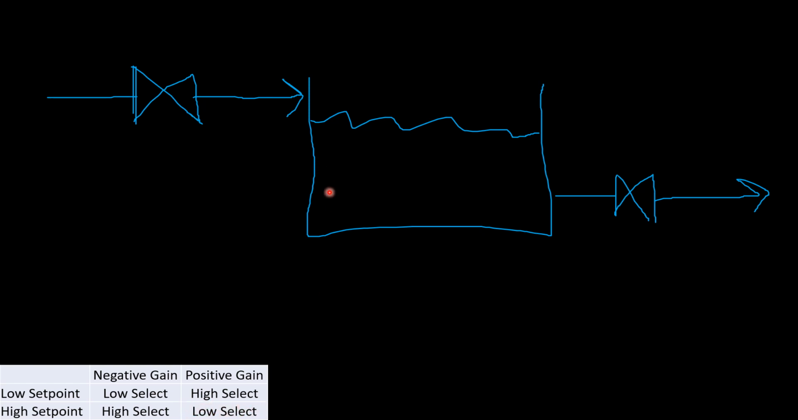So now let's suppose this controller has a low level override controller. So you have a low level set point, and the level goes below that set point, let's say like down here. You'd want to start increasing your inlet flow. Therefore, you want a high select block. Now, let's suppose that you have a high level override controller for the outlet flow.